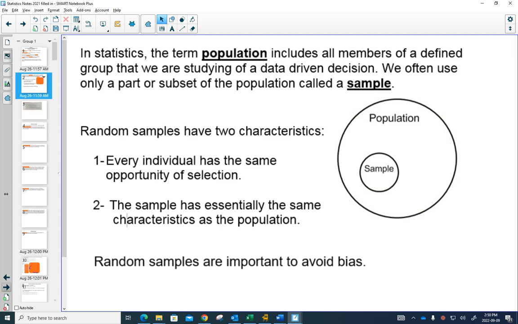So when we take a sample, we want it to be random. If a sample is truly random, everybody has the same chance of being chosen. And if everyone has the same chance, then when you take a sample, it should be representative of the whole population. Because what you're trying to do is you're trying to avoid bias.